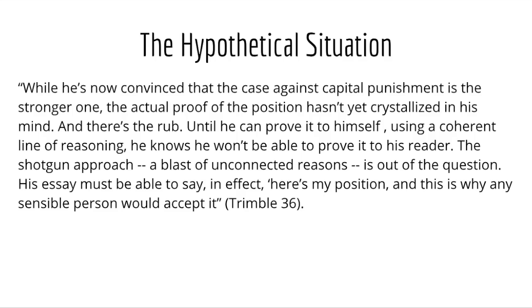Now, on page 36, Trimble provides a hypothetical situation. He says, well, he, and this is an example of a student writing a paper, is now convinced that the case against capital punishment is the stronger one. The actual proof of the position hasn't yet crystallized in his mind. And there's the rub, that's the problem. Until he can prove it to himself using a coherent line of reasoning, he knows he won't be able to prove it to his reader. The shotgun approach, a blast of unconnected reasons, is out of the question. His essay must be able to say, in effect, here is my position, and this is why any sensible person would accept it. A couple of things in there that I want to unpack.